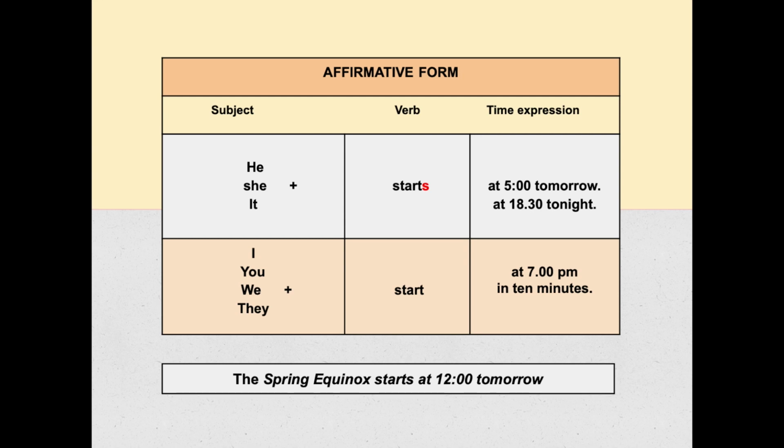Okay, as you can see, we have the affirmative form for simple present for future. We have the subject, the verb, and the time expressions for this affirmative form. And the example you have there is: the spring equinox starts at 12 tomorrow.